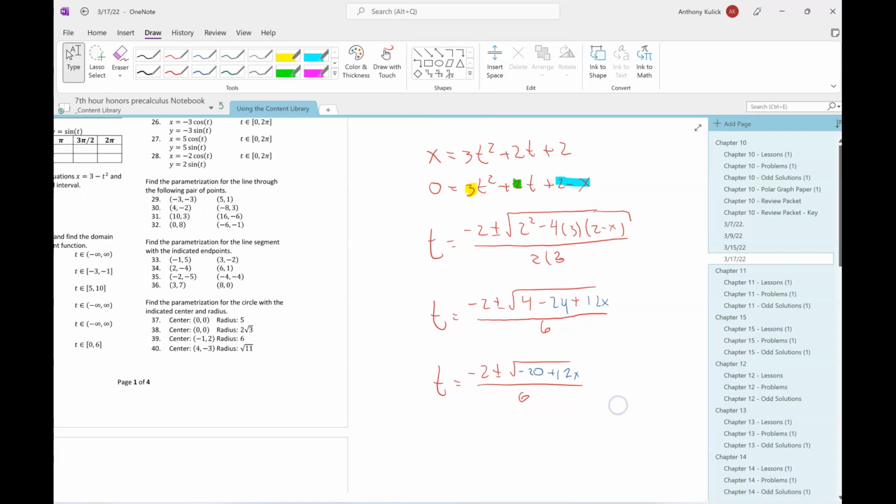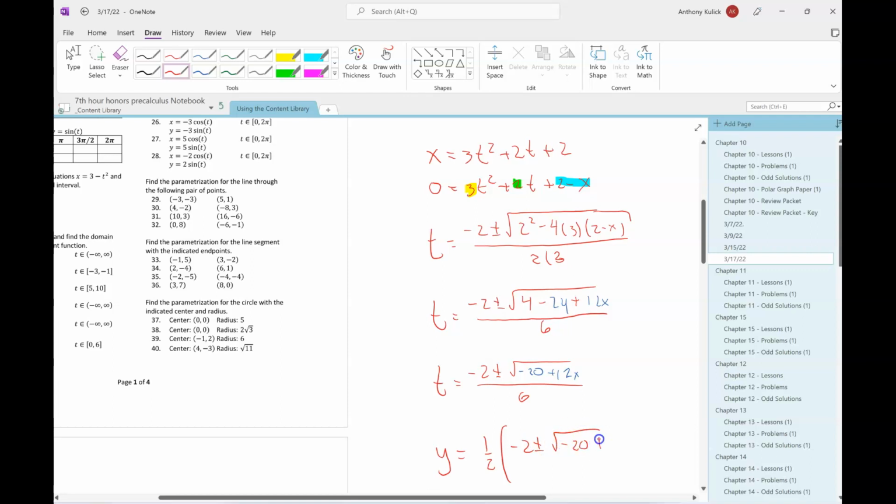Okay. And then now, since the t is by itself, I can just drop that into the y equation. Now, I guess I could simplify that a little bit, but I'm not so worried about it.